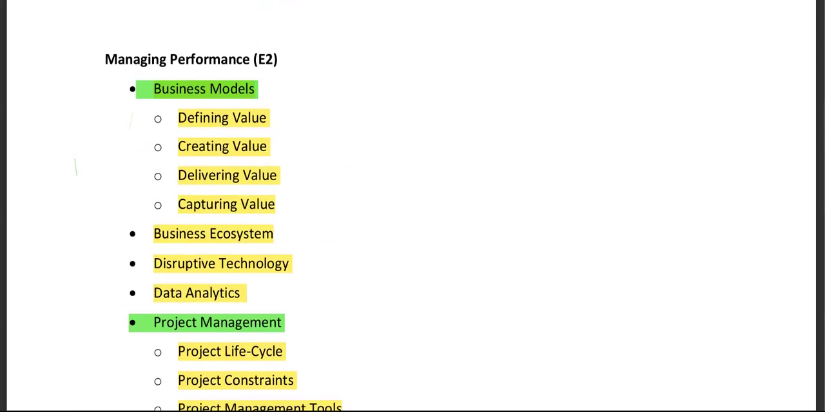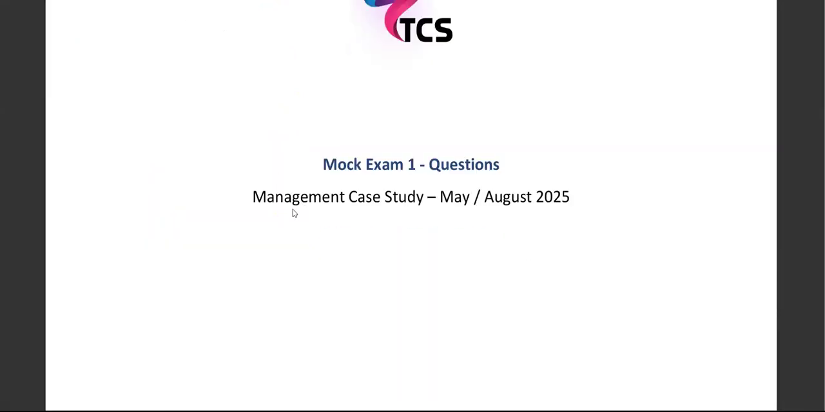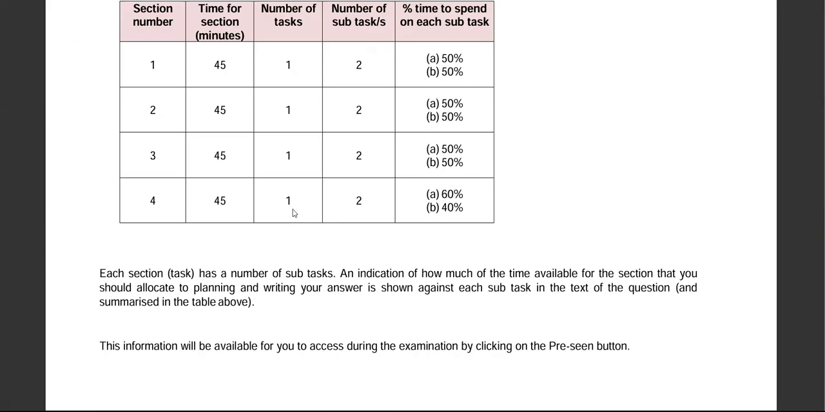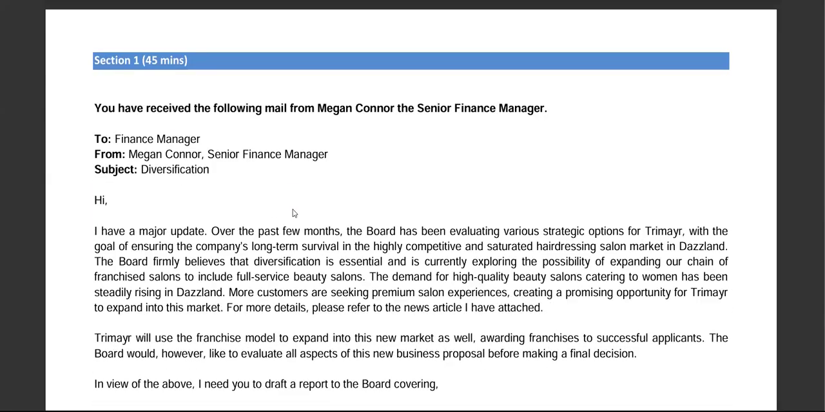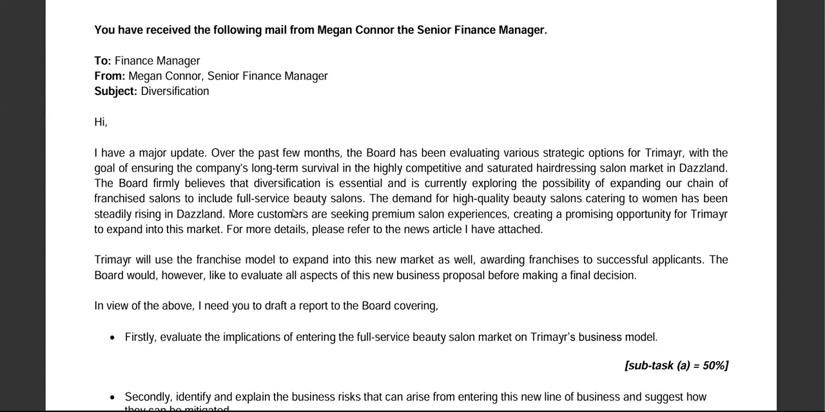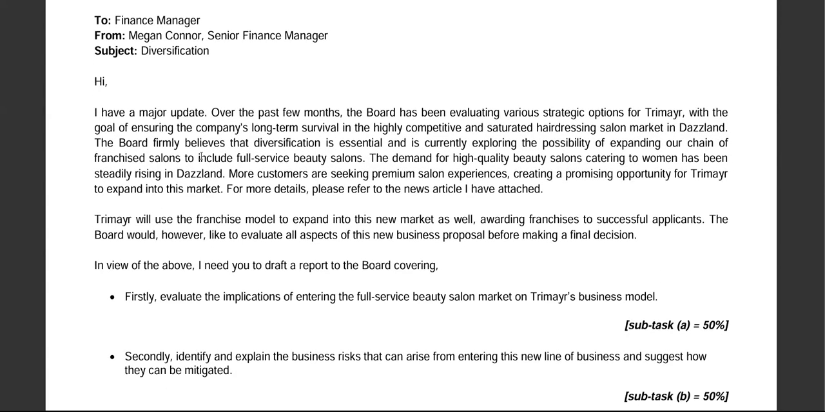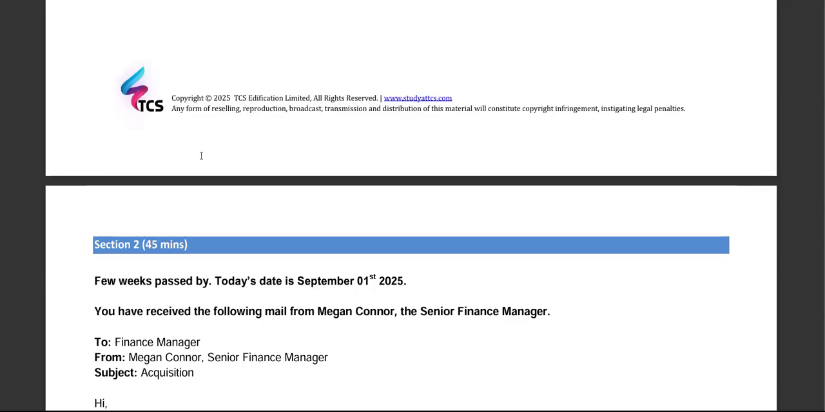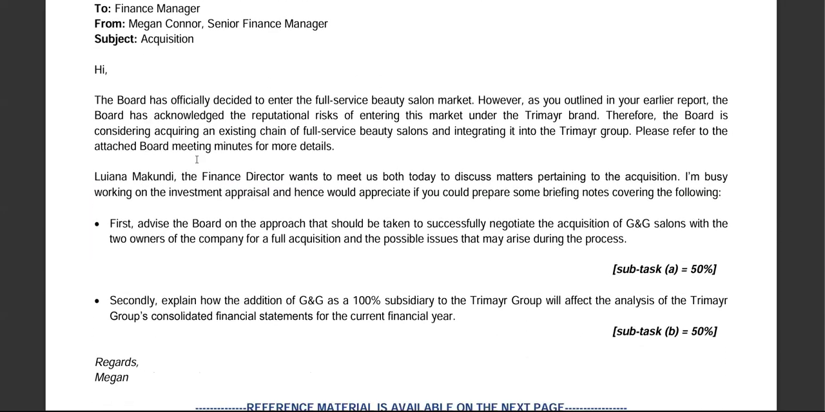So we are going back to mock exam 1, which we have been discussing in the past two workshops. Also, there are two tasks relating to E2, as you would agree. Section 1 has a task on business models. And then in section 2, we have another one with regard to negotiation. So that's what I would be focusing on today.